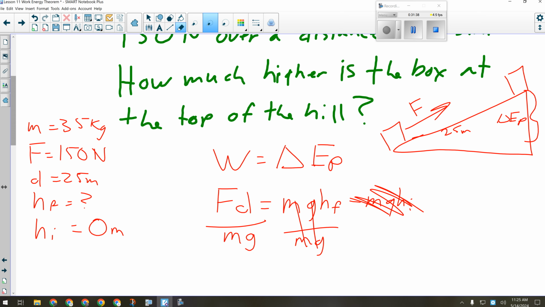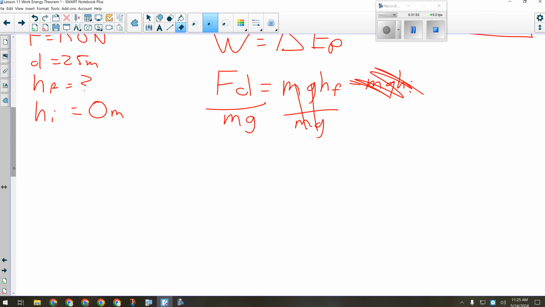Did that end up being a very mathematically complex problem? But there's a lot of thinking that goes into it. That's what's challenging about physics, getting to the math. The math is never all that hard, it's getting to it. Okay, so now I've got that set up. I can calculate my final height.